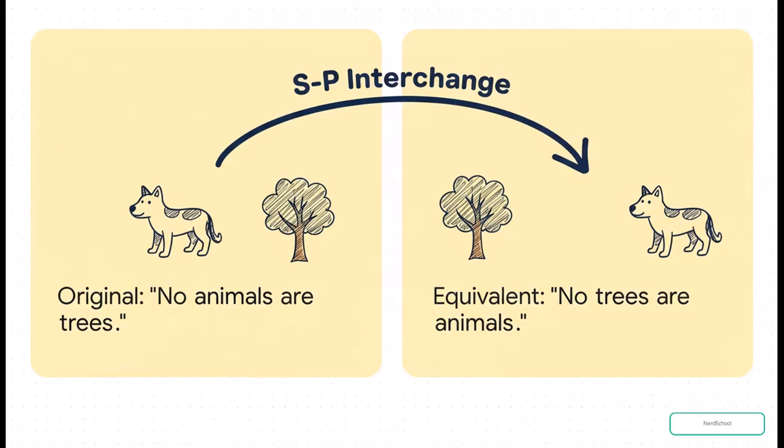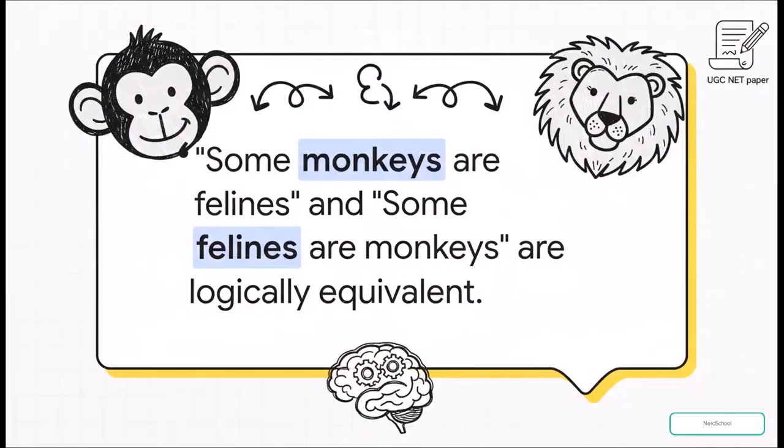For example, if the statement is no animals are trees, the subject is animals and the predicate is trees. So just do the SP interchange and you get no trees are animals. It's the same exact logic. Simple, right? And yep, you guessed it, this is an exam classic. When you see some monkeys are felines, your brain should immediately see its twin: some felines are monkeys, which is a quick and easy point if you know what to look for.